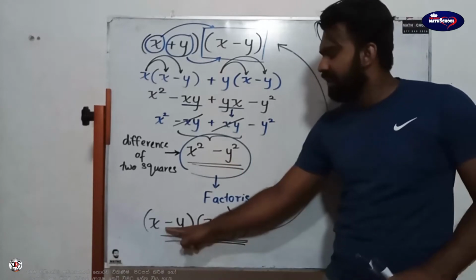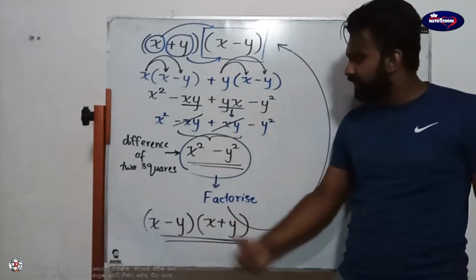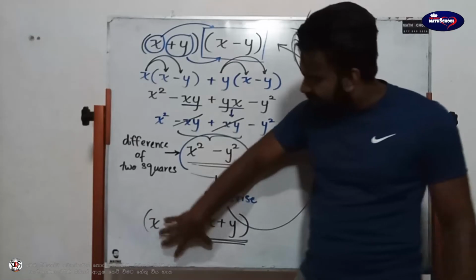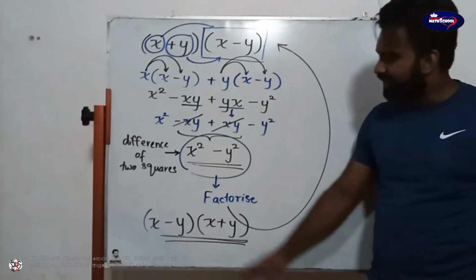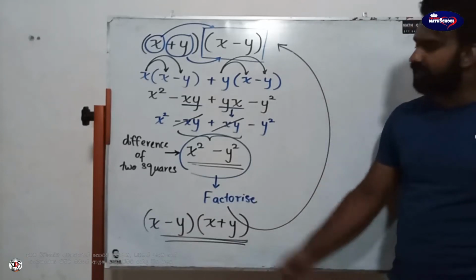And the other one, we are taking this minus symbol as plus, so it will be x plus y. So we can write the two factors as x minus y and x plus y. So as a product, x minus y into x plus y will be the final answer.